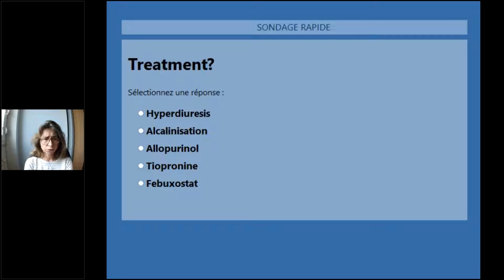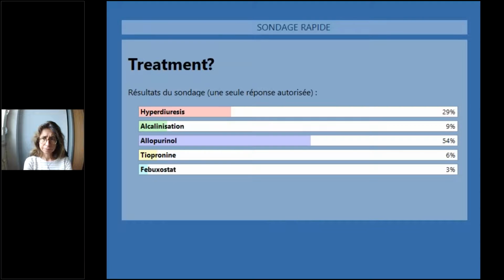Because you are very good, you have made the diagnosis, so this is the first step, but now you should treat the patient. We have the final result. A little bit more than half of people suggest to treat the patient with allopurinol.